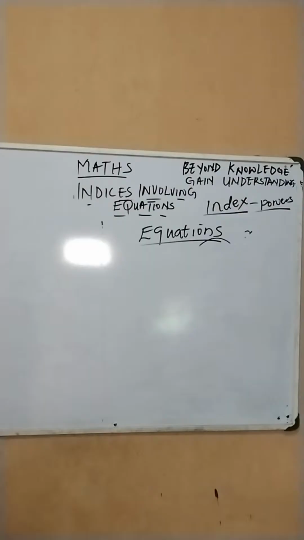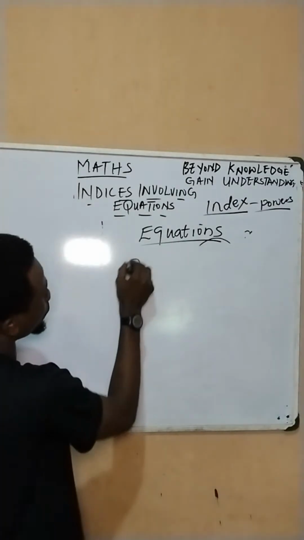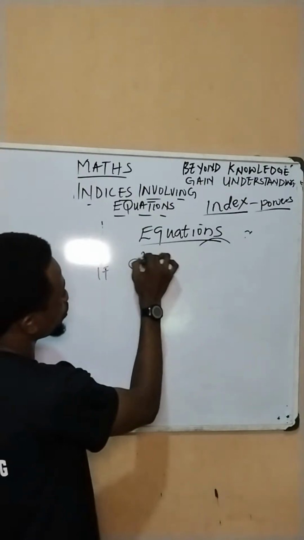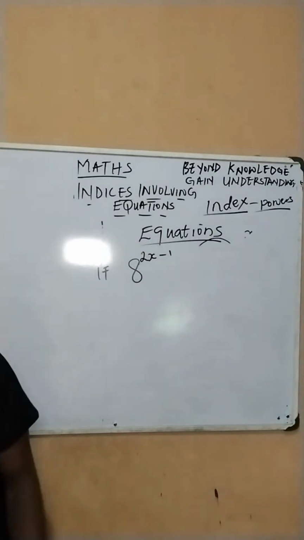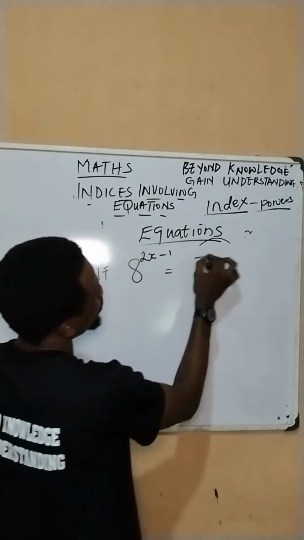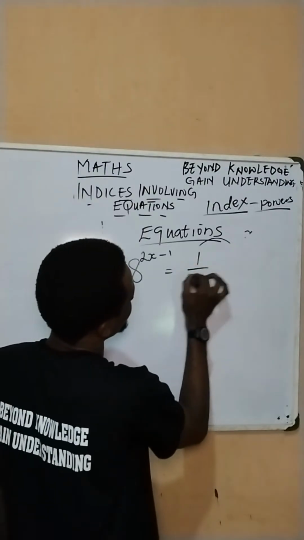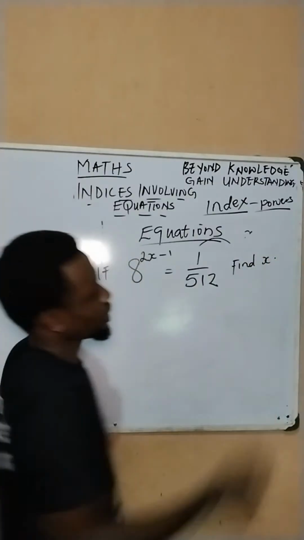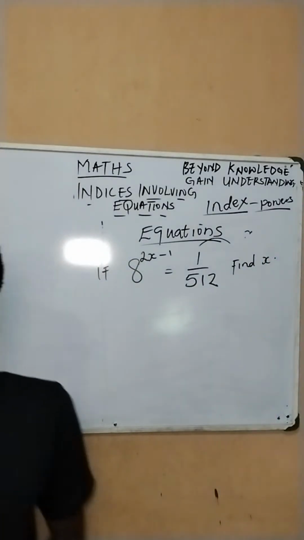So another question for us to consider that looks much like this is the second one. If we have x raised to the power of 2x minus 1, I think, is equal to 1 over 512, find x.